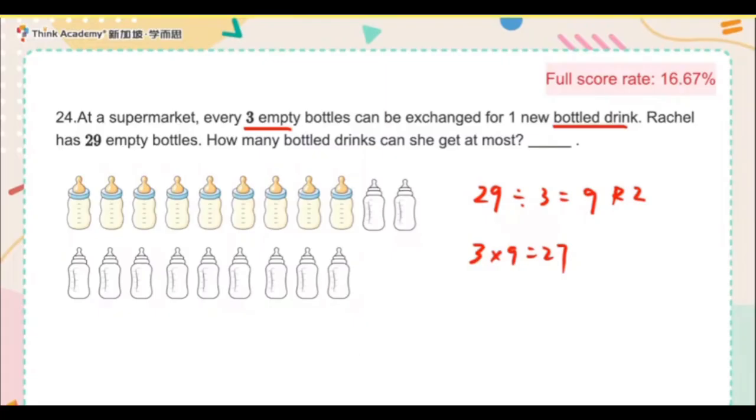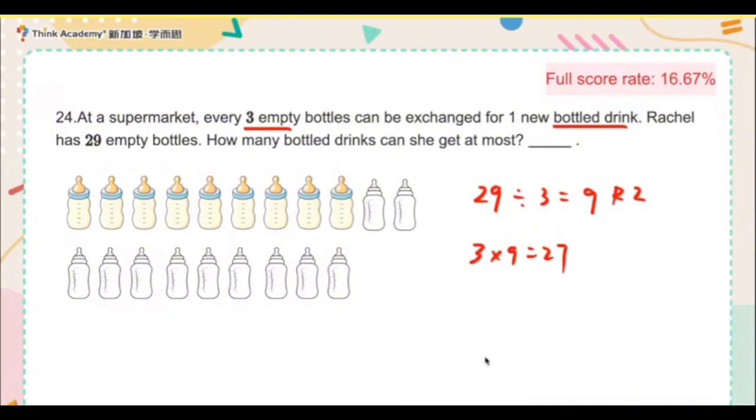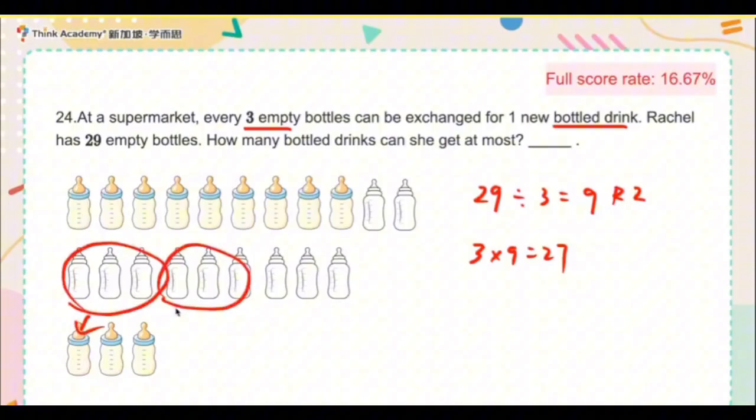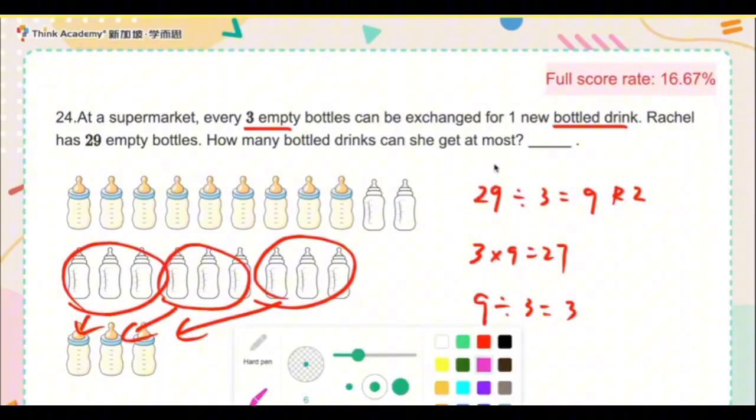So this time, everyone, as for the 9 bottles, we can also redeem, right? Every 3 bottles can redeem another one. So you see, 9 divided by 3 gives us another 3, right? Around this time we can see we already got 9 plus 3.